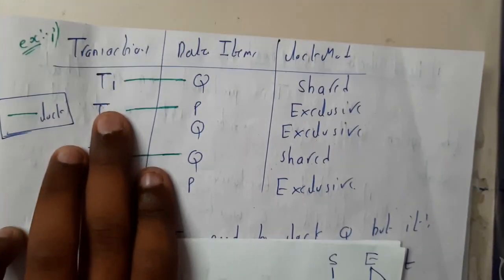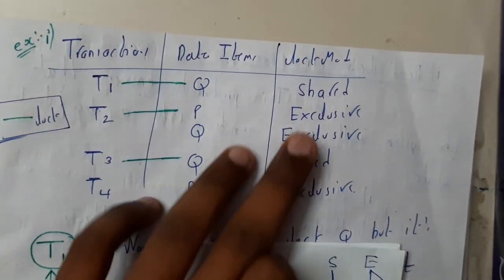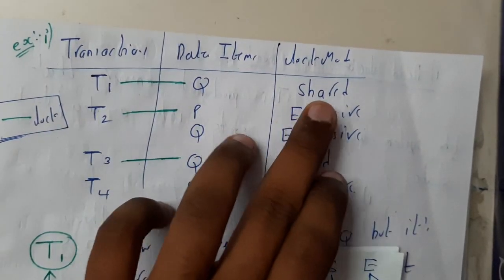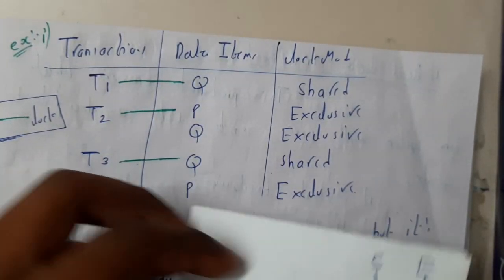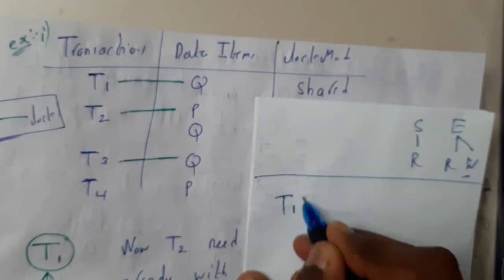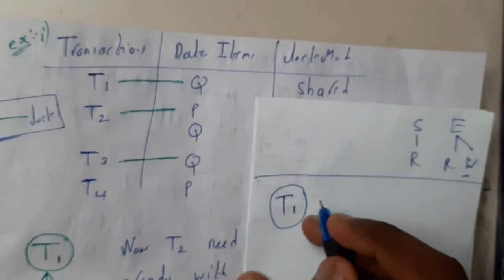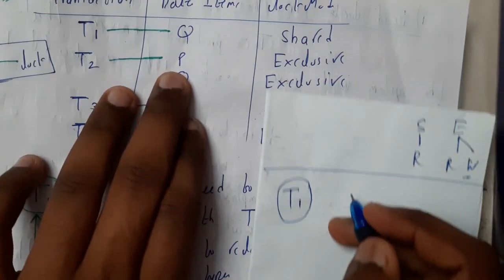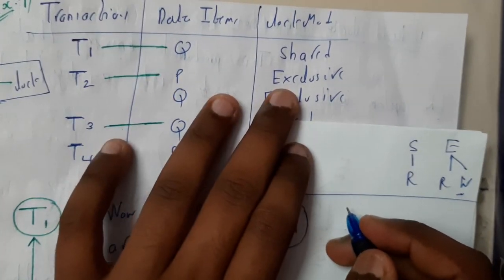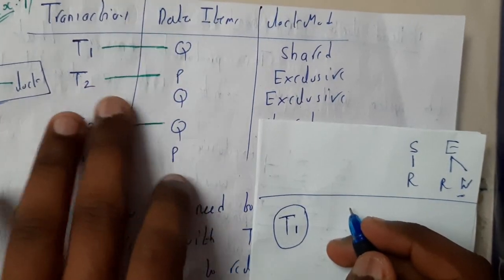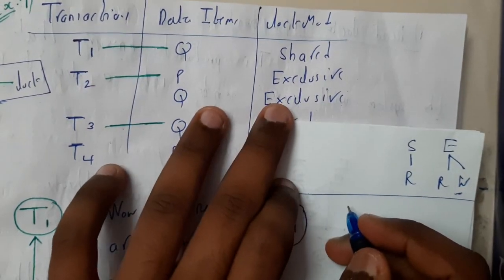Initially the transactions, data items and lock modes are given. T1 requests a shared lock on Q. Initially everything is empty, right? So there is no problem. Only the requests for a particular transaction will be given here. T2 is requesting P, asking for exclusive, so fine, T2 is given P. Now T2 is requesting Q, that is also exclusive.